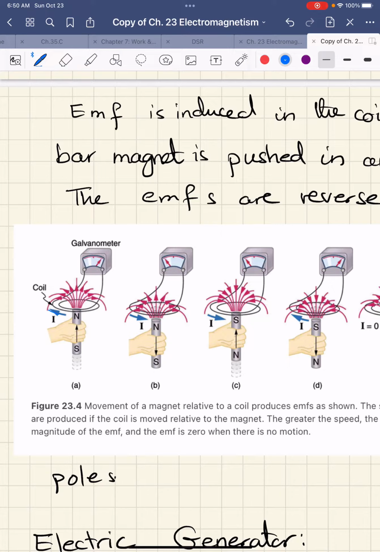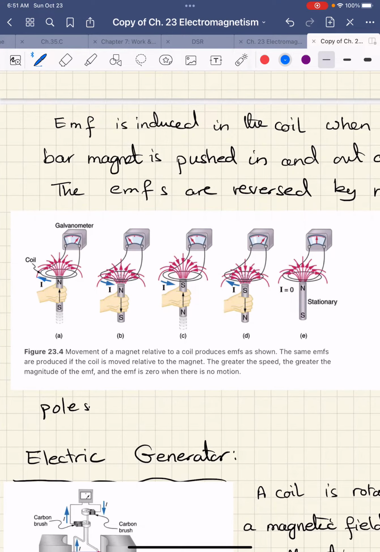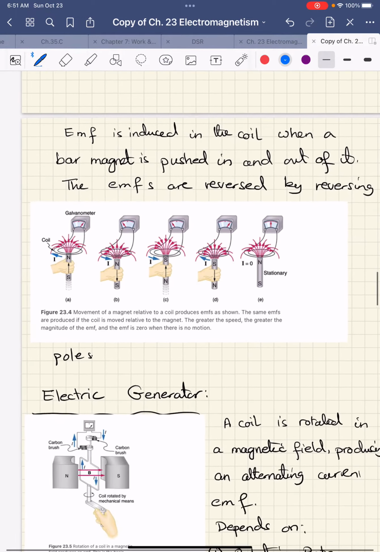Again, this is for the south. If I'm bringing the south, then the current is going to be counterclockwise, and if I am moving away, the south is going to be in the opposite direction. If that magnet is stationary, no motion, then there is no current at all.